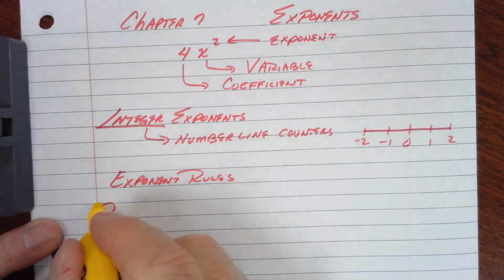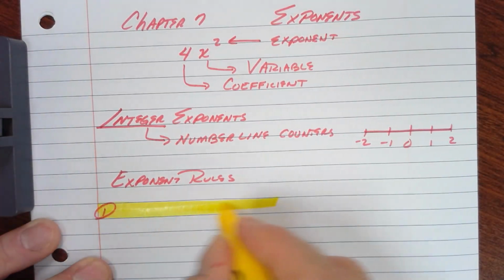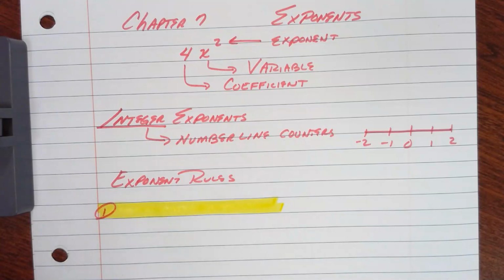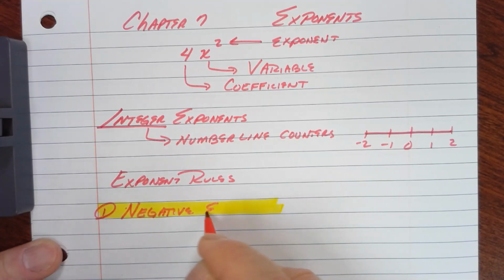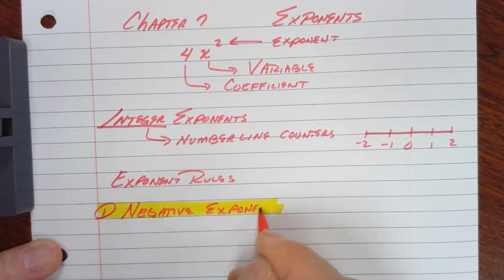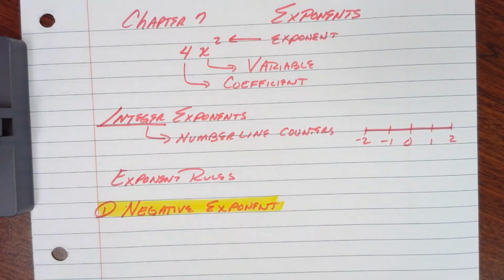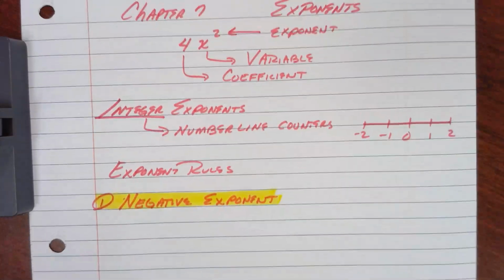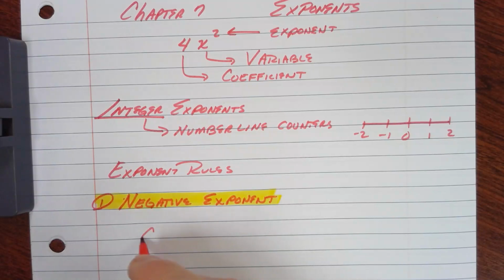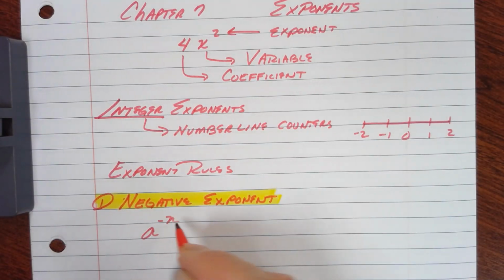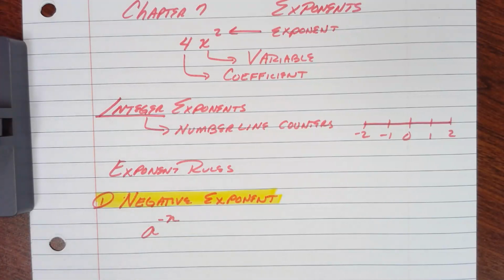And that is the negative exponent. And that is a number raised to the negative exponent. There are a couple things about this.